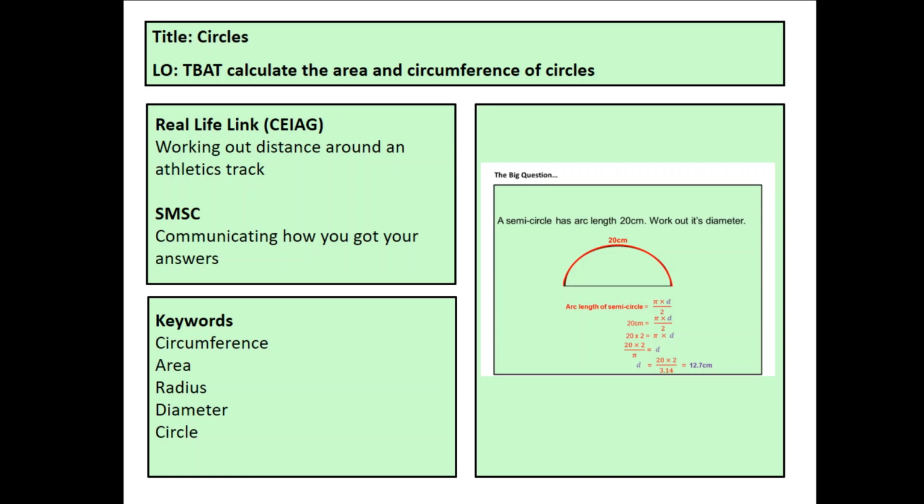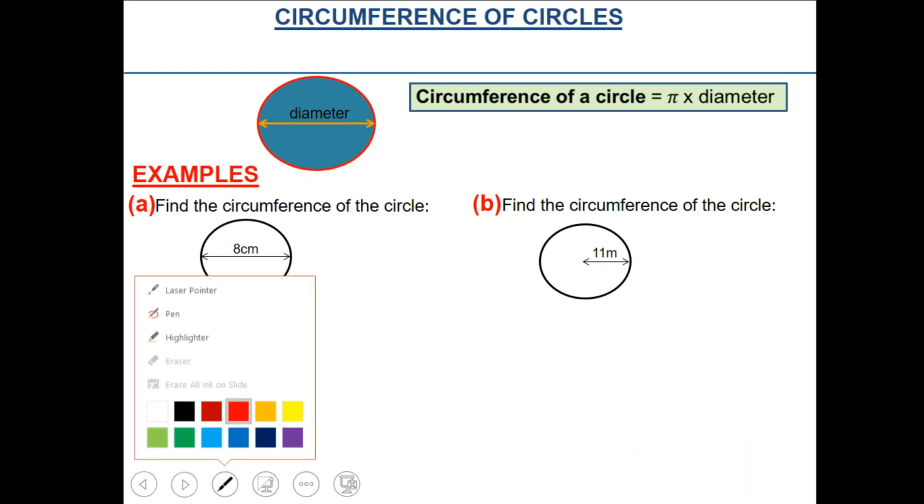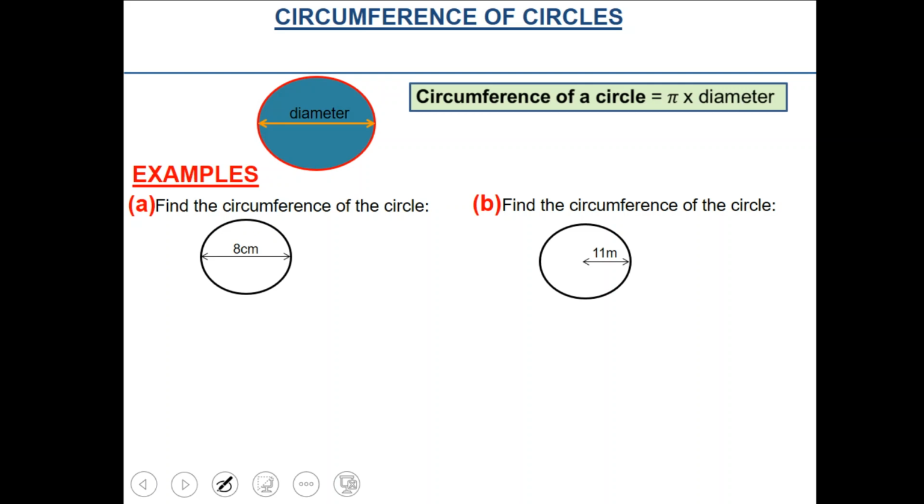What you'll be learning in today's lesson is how to calculate the area and circumference of circles and semicircles. Okay, the first question is find the circumference of the circle. And you're given a formula. The formula is here.